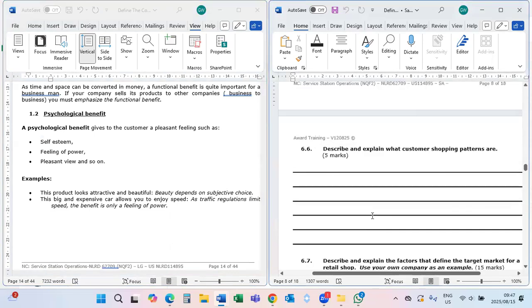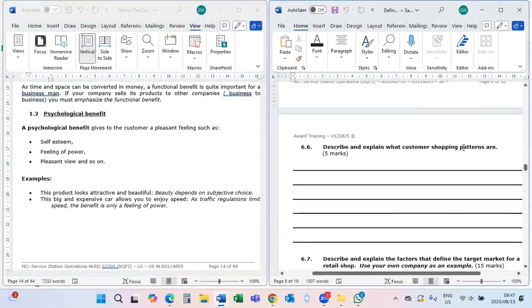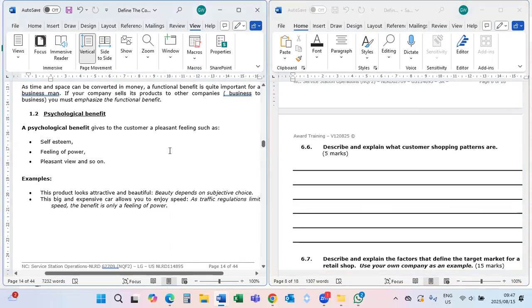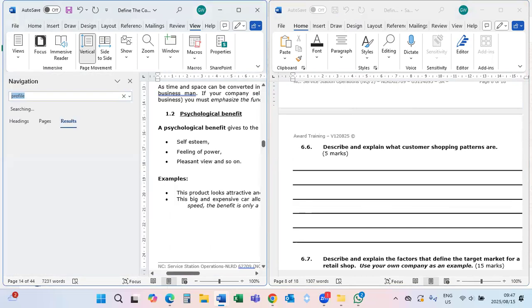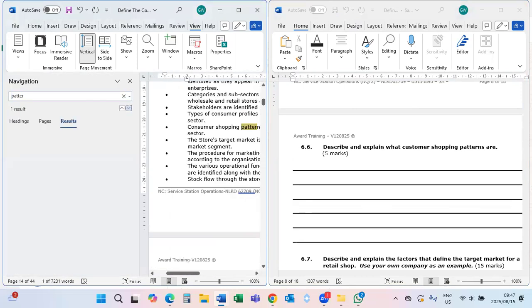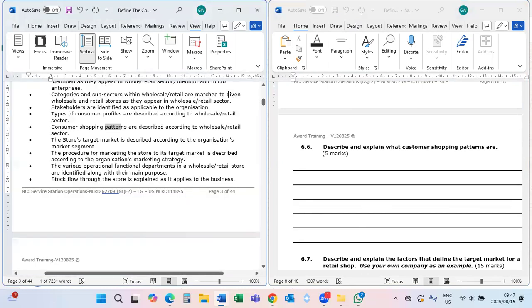Let's have a look here. Describe and explain what customer shopping patterns are like. Let's try and see if we can do that. I see there's an error there. Patterns. Let's have a look. Okay, here we'll describe this ourselves here.